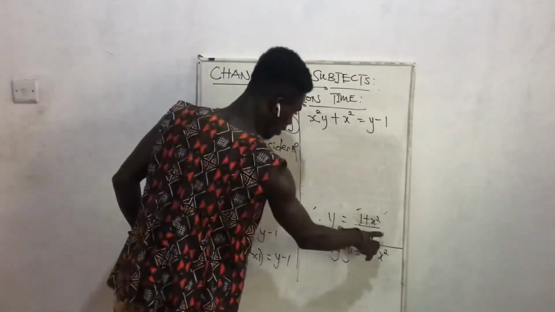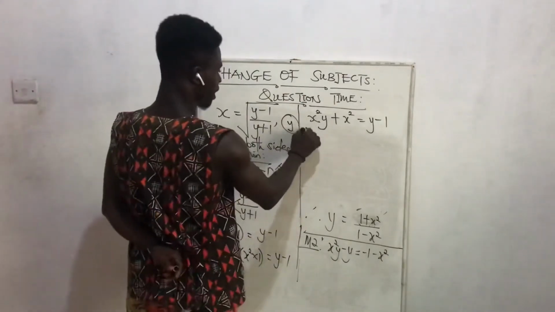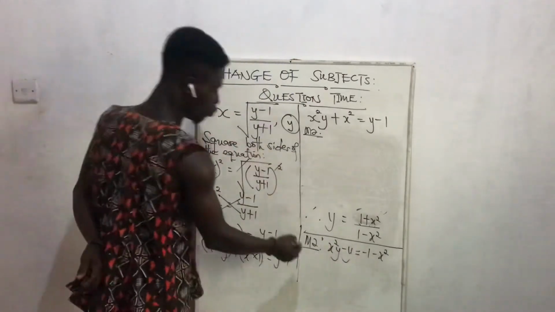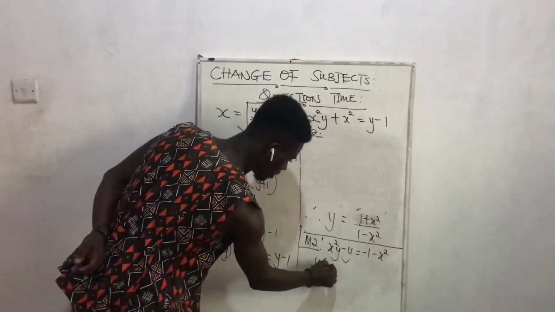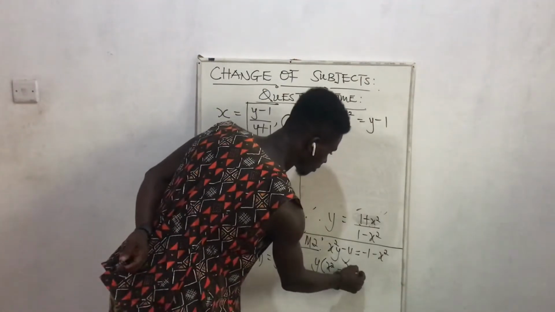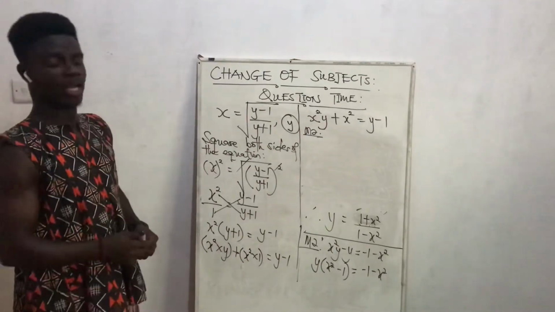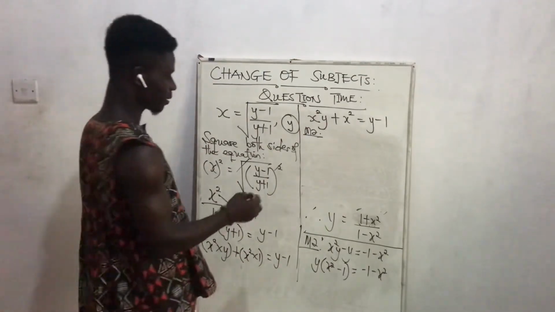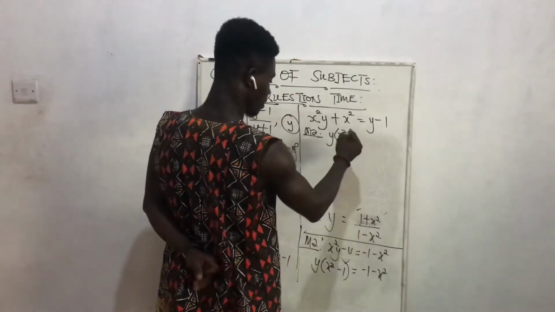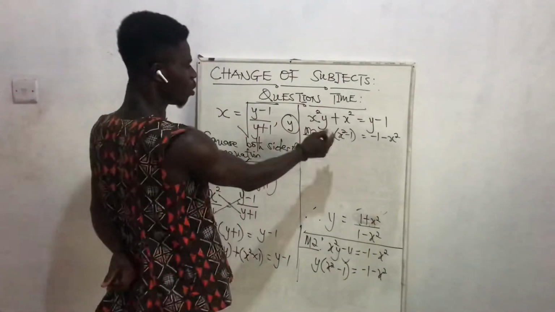Let's maintain our answer and see whether it will tally very well. So that's still method 2. So what will we do? We have to factorize y out. Then we get x squared minus 1 equals minus 1 minus x squared. Are you watching? Alright. So I have y times (x squared minus 1) equals minus 1 minus x squared.